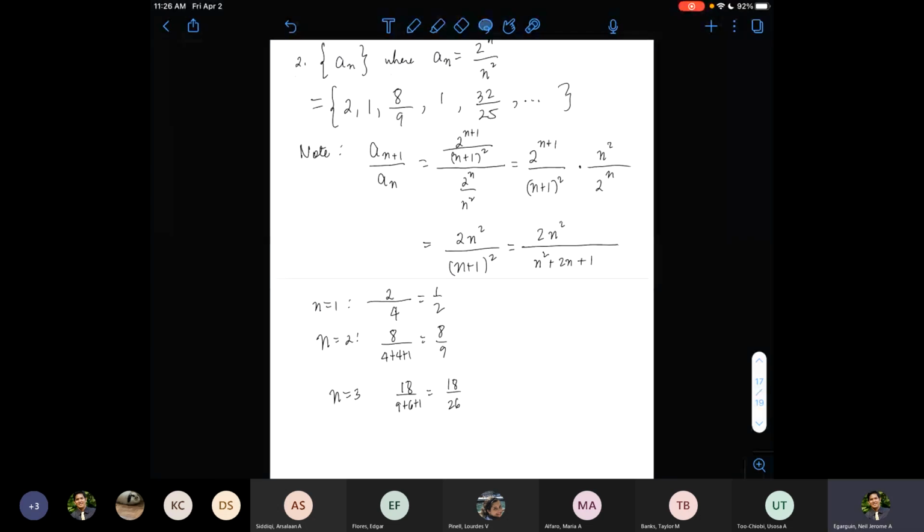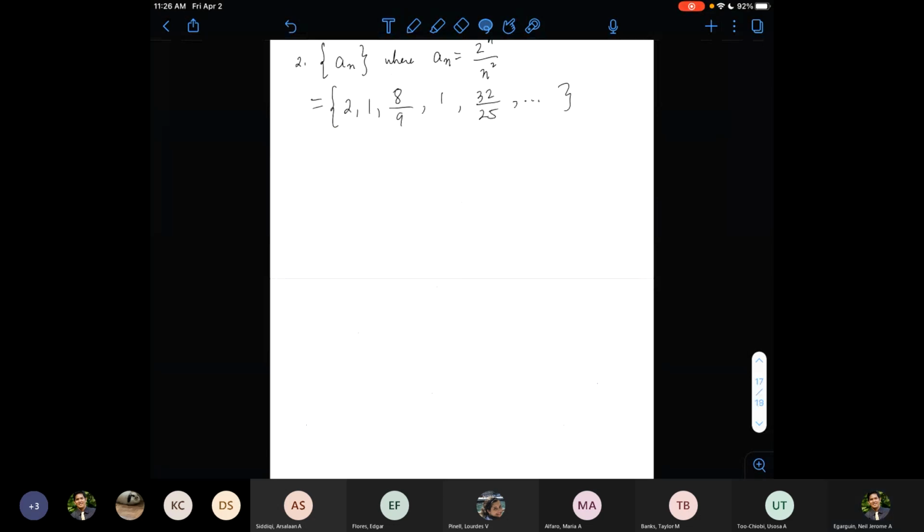So that's why, okay, let me revise my suggestion here. Try to look at the first few terms first and see if you can see a counterexample or if you can discern the pattern. Okay? All right, does that make sense?